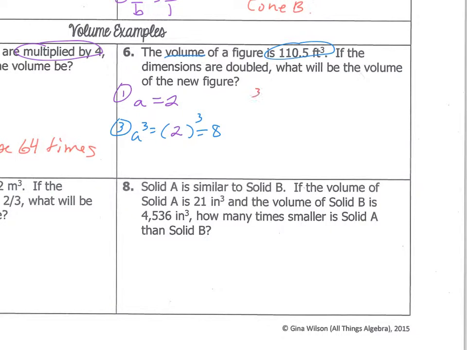So step 3, our old volume is 110.5 feet cubed. And we're going to multiply that by our scale factor of 8, because we're going to make it bigger. So you just take 110.5 times 8. What do you get? So our new volume is equal to 884 feet cubed.